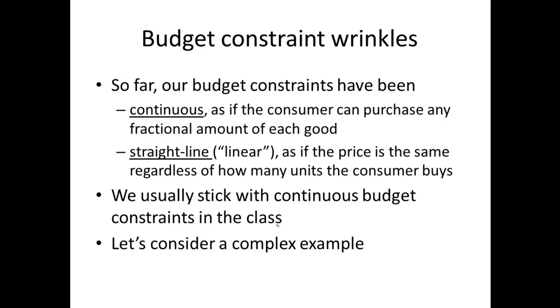Let's talk about a few wrinkles with budget constraints. I think these are interesting wrinkles, so this should be fun. So far, our budget constraints have been continuous, as if the consumer can purchase any fractional amount of each good. They've also been straight line budget constraints, which is what happens if the price of the goods is the same regardless of how many units the consumer buys. Those are pretty much the traditional ways of doing it, and we'll usually stick with continuous budget constraints in the class. But let's just talk about a slightly more complicated example. Since these kinds of examples arise a lot in the real world, it's nice to think about how they look in this framework.